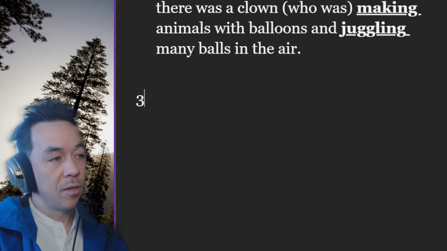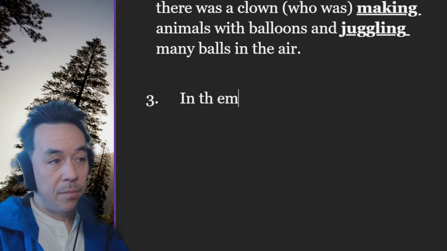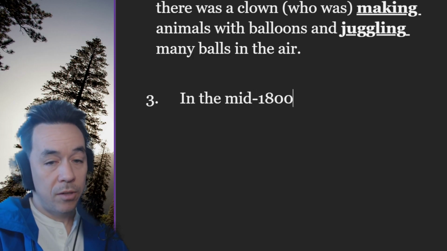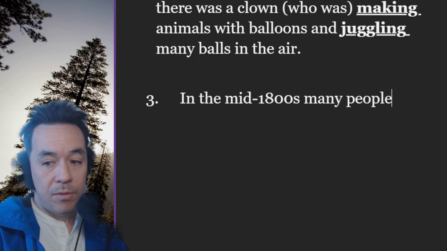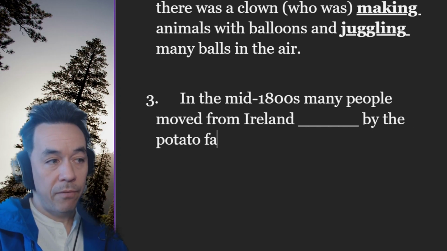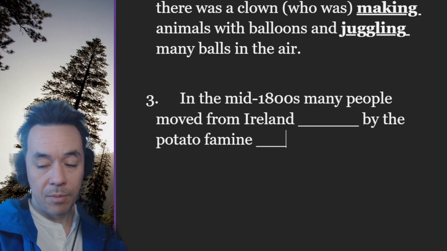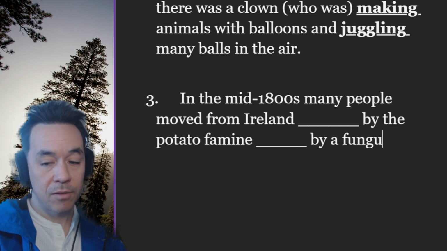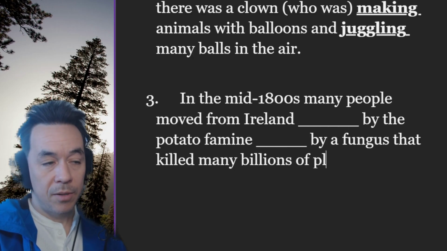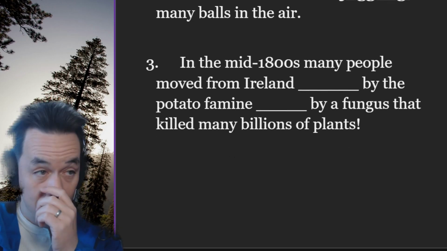Anyway, number 3. In the 1800s, many people moved from Ireland, blah, blah, by the potato famine, blah, blah, by a fungus that killed many billions of plants. Now, what is this one?